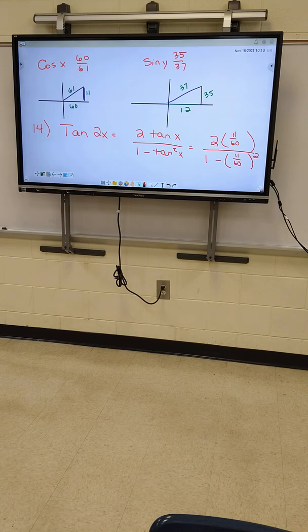Might be kind of tricky to type in. You've got to hit your fraction button first. 2 times 11 over 60. 1 minus 11 over 60 squared.